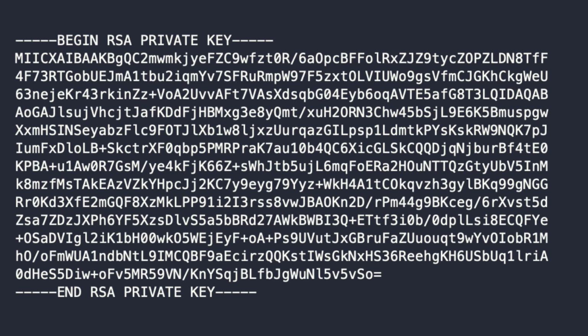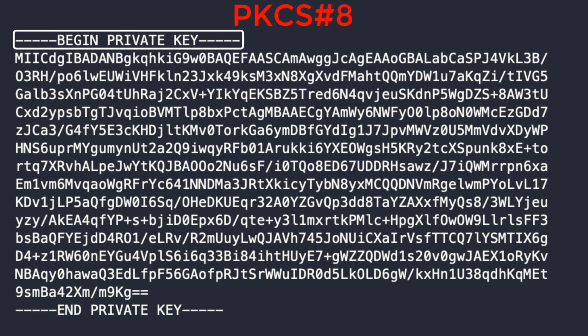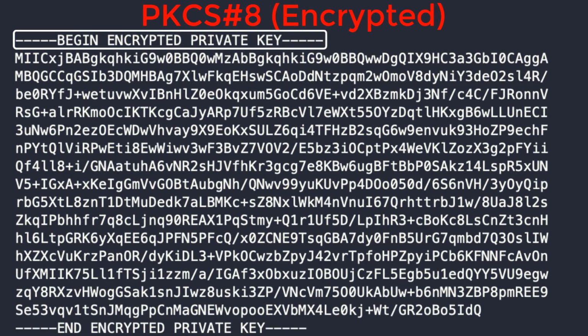You can tell the difference between PKCS8 and PKCS1 formatted private keys by looking at the first line of text. PKCS1 format will specify the algorithm. PKCS8 format will not specify the algorithm and may also be encrypted.